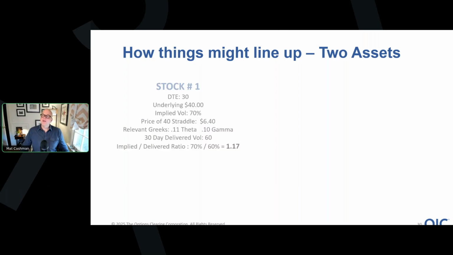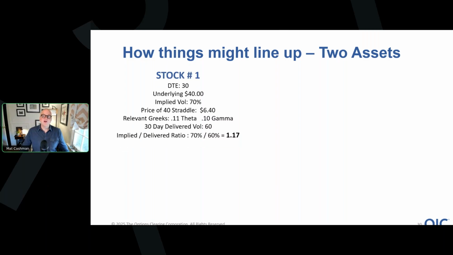All right, how things might move up. Let's talk about it in terms of real assets. So stock 1, 30 days to expiry.